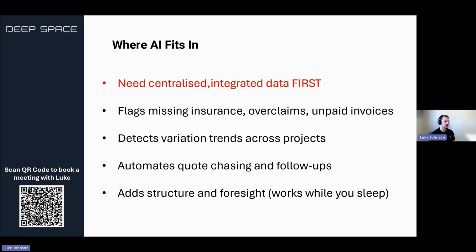Those types of trends help you to decide what you're going to do next on your next project and how you're going to do it better. Automating all of the notifications and things that otherwise you as a PM or as a project team are going to get sucked into doing, right? And then it's adding this structure and foresight piece. So it's an advisor to you, but it's helping you to forecast and find the risks with the process because it is integrated and in one place.